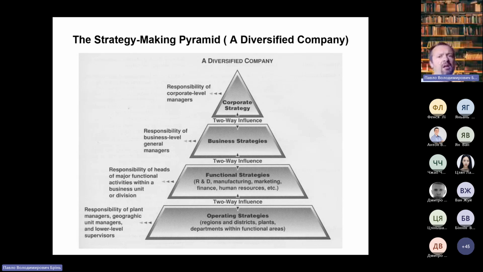So, if a company is a diversified company, please pay attention. A diversified company means that a company has at least 2 strategical business units. What does it mean in simple language? It means that a company is producing at least 2 types of products. For example, if a company produces just 2 kinds of pen, blue and black, this is not a diversification. However, diversification means that a company produces different types of products.